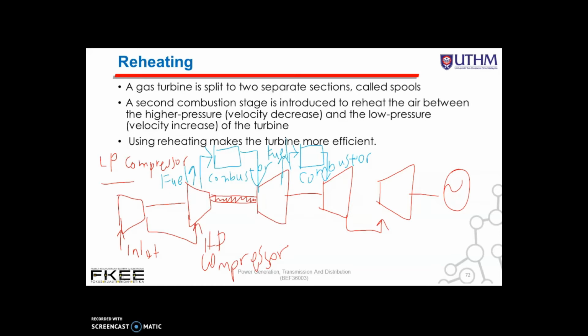If we look back at the existing system, it is just a one-combustor system. But reheating means that we have two combustors. This is the first combustor. This is the second combustor. We add fuel to the combustor. Here we have two types of turbine. This one is the high pressure turbine, and this one is the low pressure turbine. And finally, this is the power turbine.